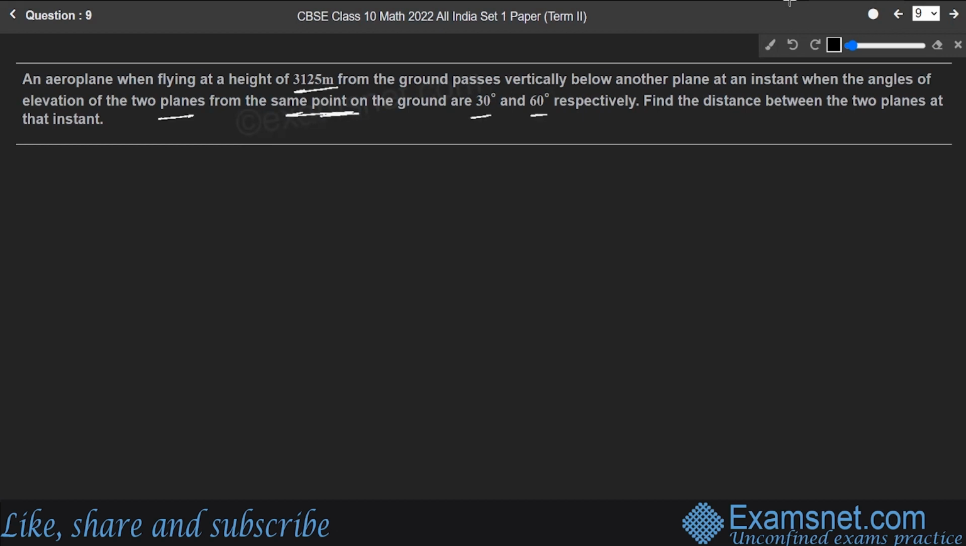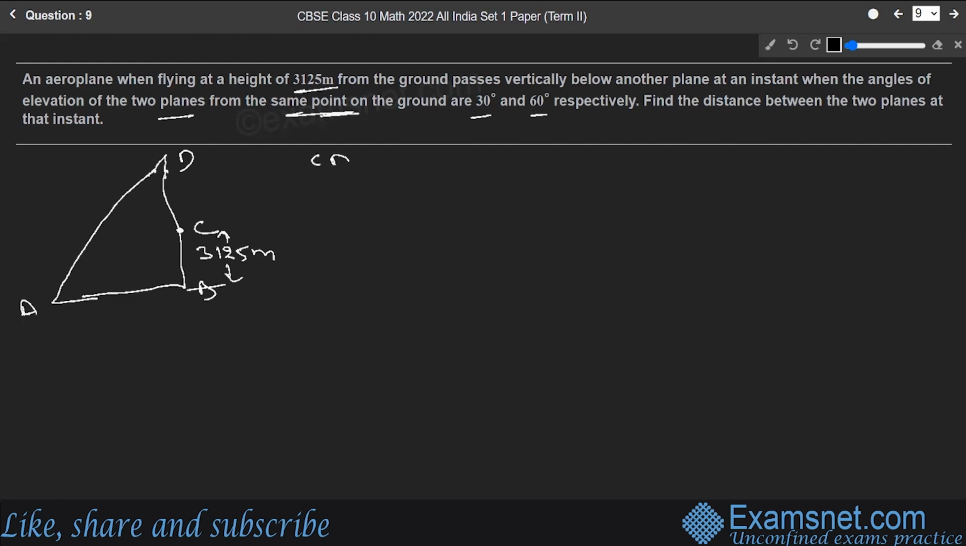So let us make the diagram first. Let us make a bigger height. This is a straight line, and then there's a triangle drawn like that. So let us mark the values. The C is here, the D is here, the B is here, and the A is here. So what is BC? The height of the first plane from the ground, that is 3125 meter.